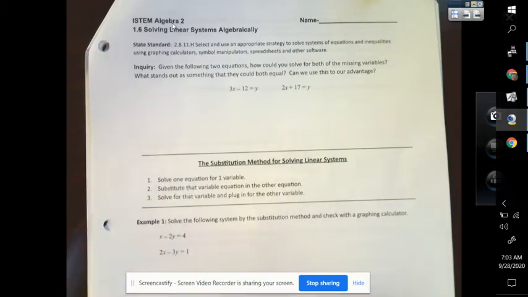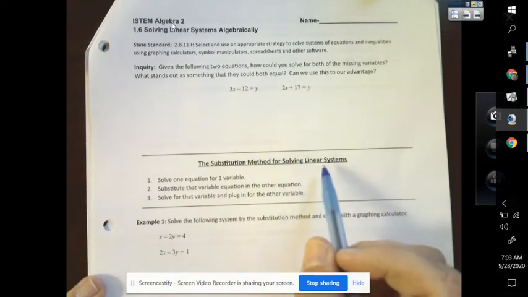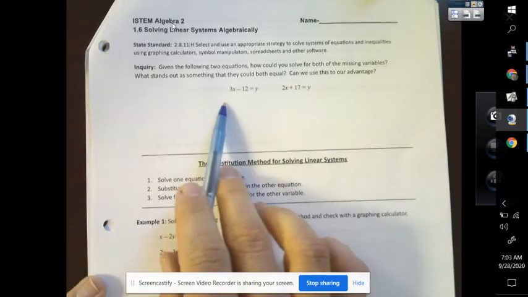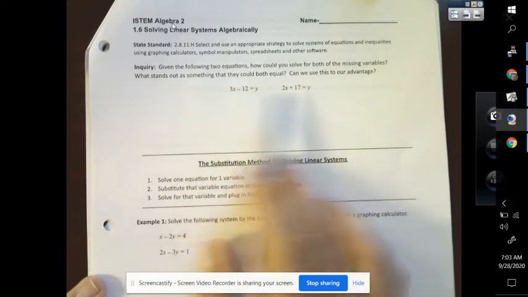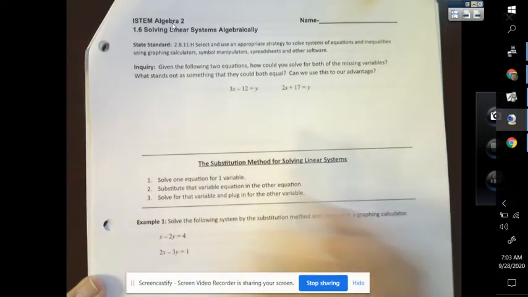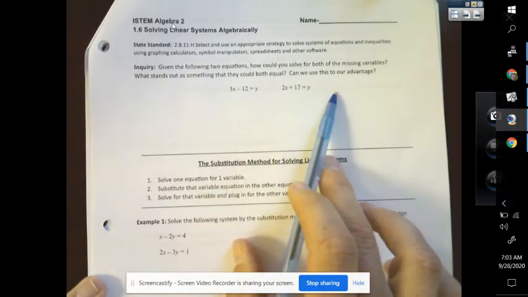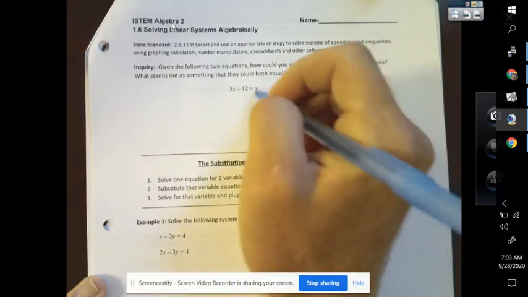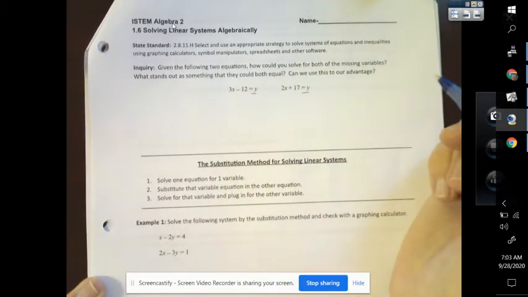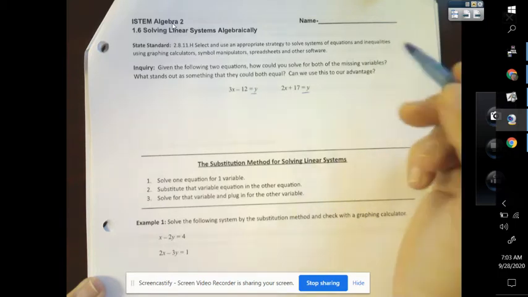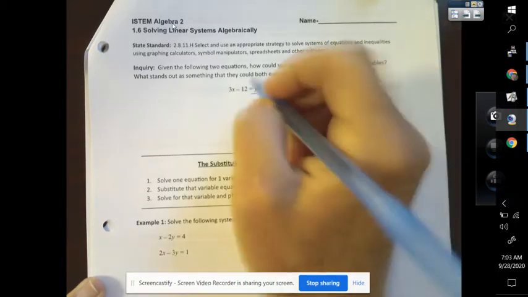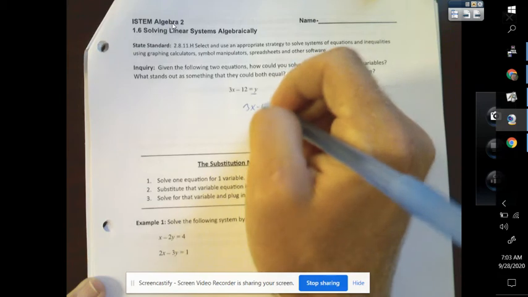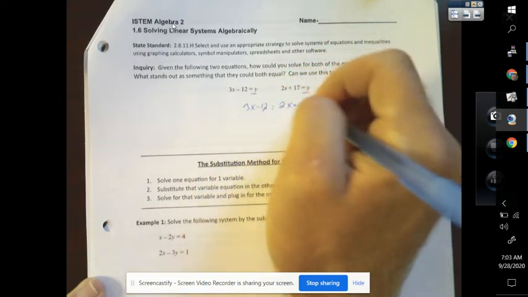So our first part here is, given the following two equations, how could you solve for both of the missing variables? What stands out to you as something they both equal? Can we use this to our advantage? So 3x minus 12 equals y, 2x plus 17 equals y. Well, the good news is, although the 3x minus 12 and the 2x plus 17 are different, they both equal the common variable y. Since they equal the same thing, by the transitive property, if a equals b and b equals c, then a equals c, you can say 3x minus 12 equals 2x plus 17.